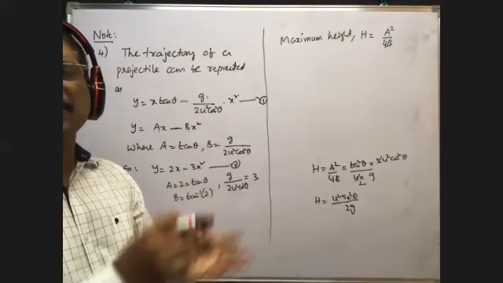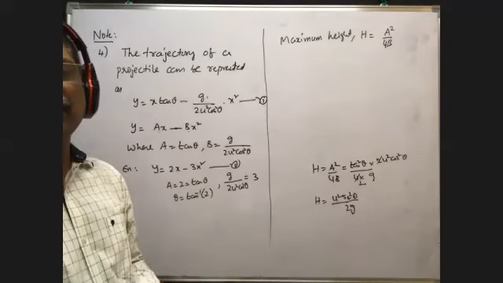Next, range. Range R is equal to a by b. Similarly, you substitute the a value, you substitute the b value. Then if you simplify them, you will get u square sin 2 theta by g. That is equal to the range only.